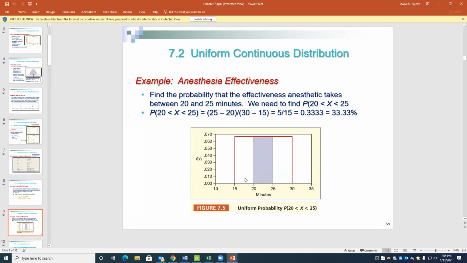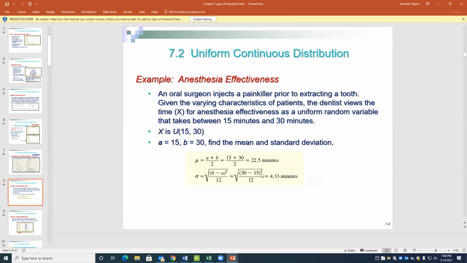So look at this. What is the probability between 20 to 25? In continuous probability distribution, we see the area, we don't see a particular point. In the previous chapter, we looked at a particular point and beyond. Here we see the area. Find the probability that the anesthetic effectiveness takes between 20 to 25 minutes. This is mu and this is the standard deviation. This is A and B.